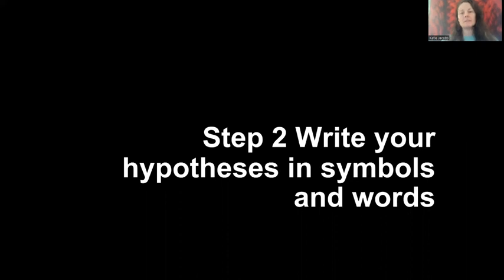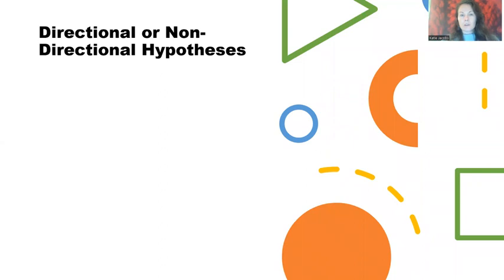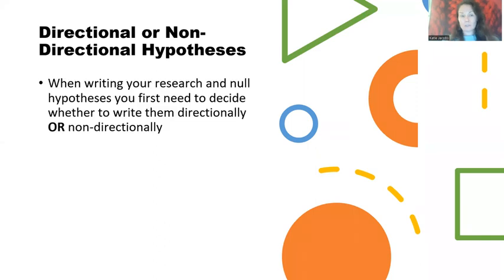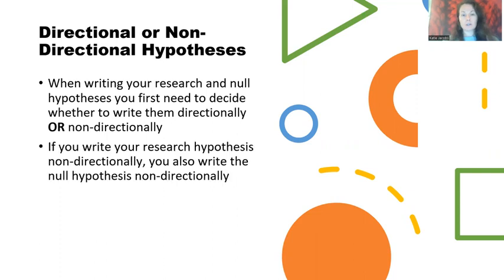All right, so that brings us on to step 2 of the hypothesis testing steps. And in step 2, we write our hypotheses in both symbols and in words. So when we write our hypotheses, we can write our research and null hypotheses directionally or non-directionally. Okay, so when we're doing this step, that's the very first thing that we need to do. We need to determine, are we going to write them directionally or non-directionally?